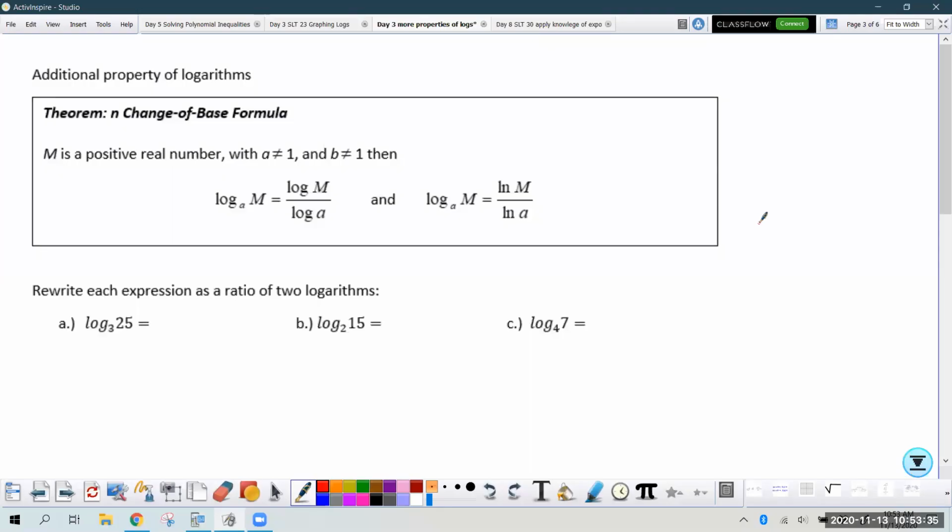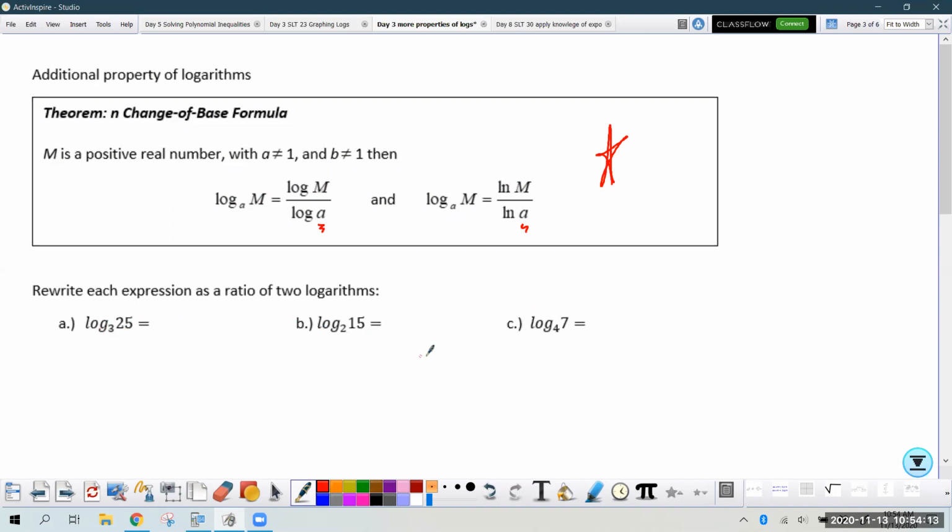Okay, so the first page of our notes today, we are going to talk about one additional property of logarithms. So we're going to pause the video here, and I want you to write down this whole box. And what this is describing is the change of base formula. The way the change of base formula works is we can take a log of any base of the argument and write it as a log base 10 or an ln. So this base becomes the denominator, and whatever the argument was is in the numerator.